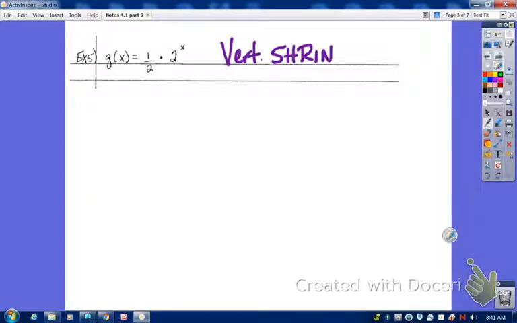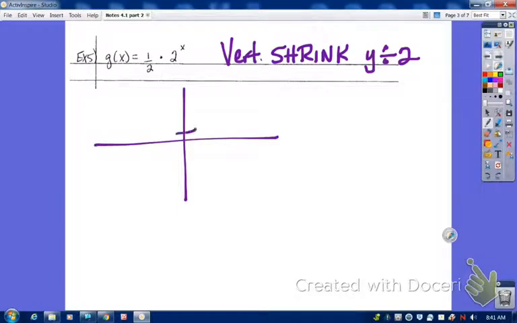That means we're dividing the y's by 2. If that were 1/3, we would be dividing the y's by 3. It's a vertical shrink. If we're shrinking or stretching, that will not affect our asymptote. Only moving up or down will. I'm going to make my dashes a little bit bigger so y'all can see what we're doing here.